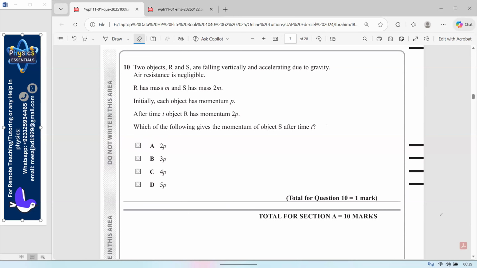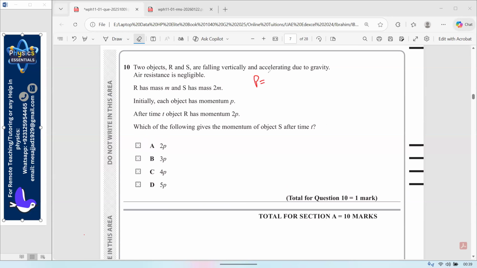Two objects R and S are falling vertically and accelerating due to gravity. Air resistance is negligible. R has mass m and S has mass 2m. Initially, each object has momentum p. After time t, the object R has momentum 2p. Which of the following gives the momentum of the object S after time t? Very important question and very conceptual.